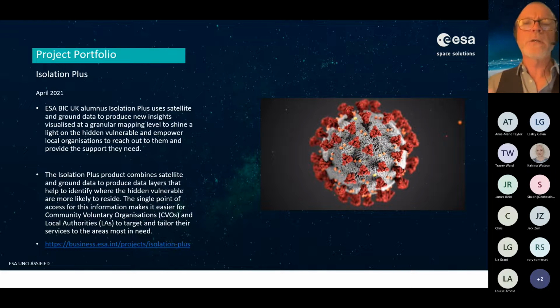So we are using space to find people who are at risk, and particularly during COVID, this was a big issue. How do we identify where lonely people are or people who are on their own that might need help from social services? A really fantastic company based in Scotland developed this. Next slide, please, Ashley.